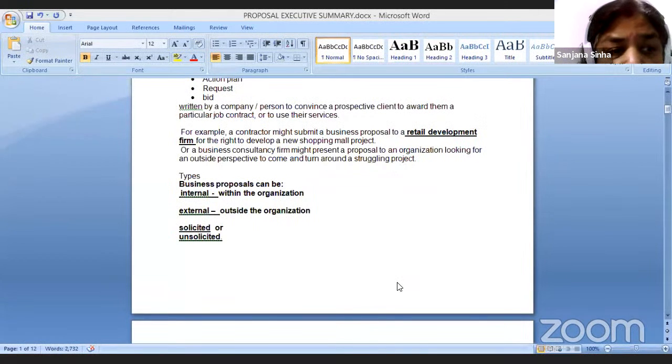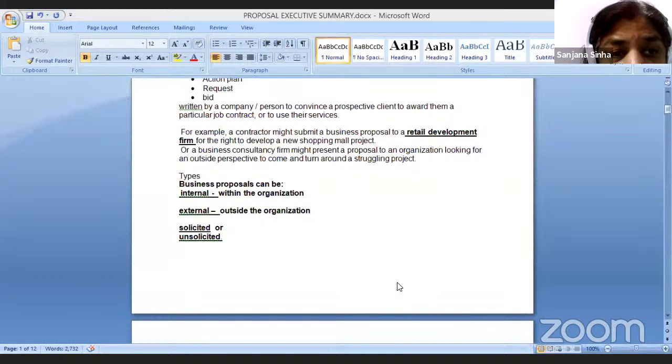So there are 4 types of proposals. Internal, which is within the organization. External, outside the organization. Solicited or unsolicited. Solicited proposal हुआ जब organizations पहल करती है, initiative लेती है.